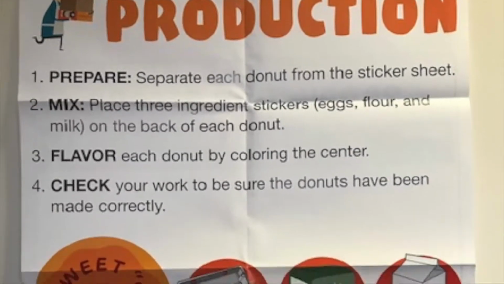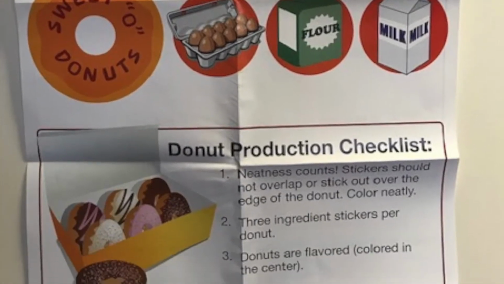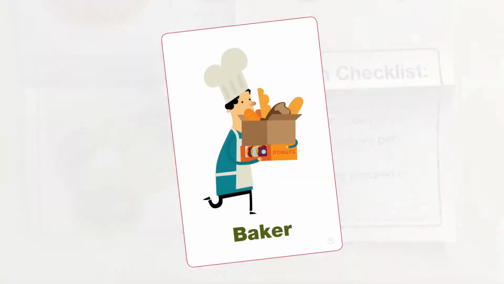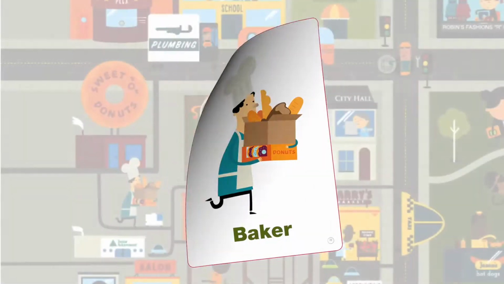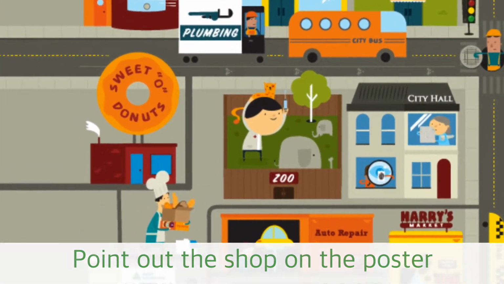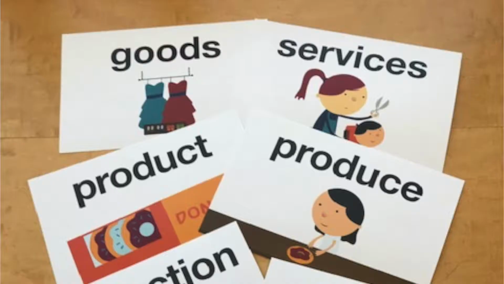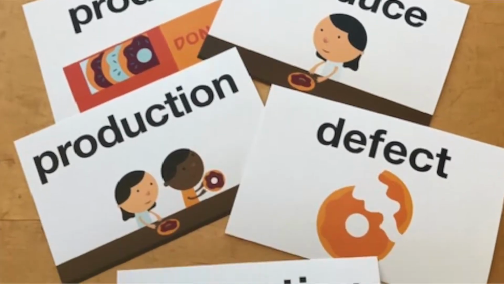Display or project the JAR Community and Sweet O Donut Production Side 1 posters as you transition to Session 2. Review the Baker job card and introduce the Sweet O Donut shop. Point out the shop on the JAR Community poster. Use the guide to explain today's vocabulary words using the flashcards from your kit or the digital versions.